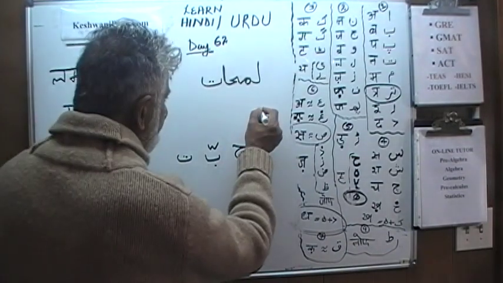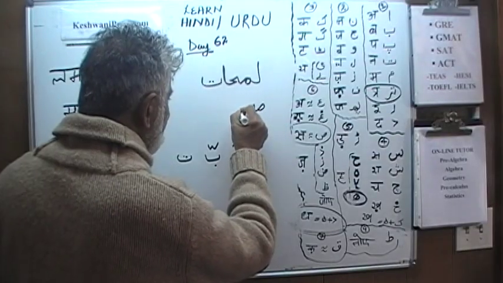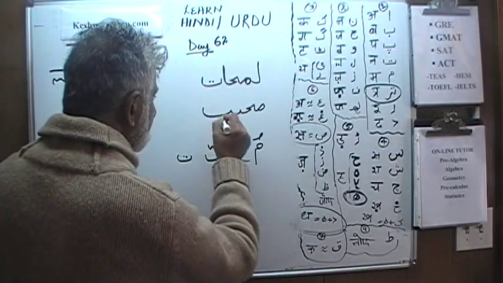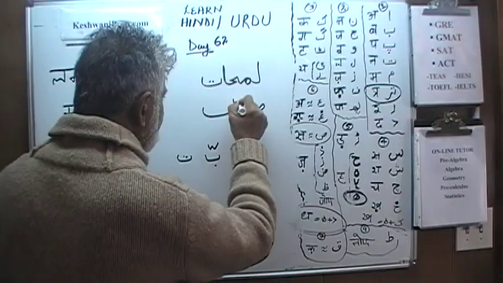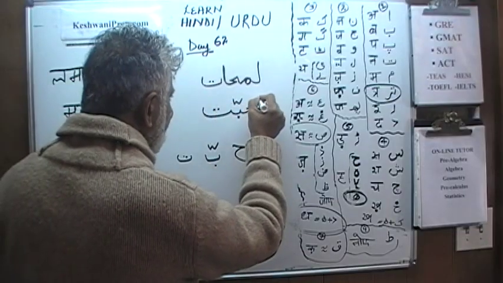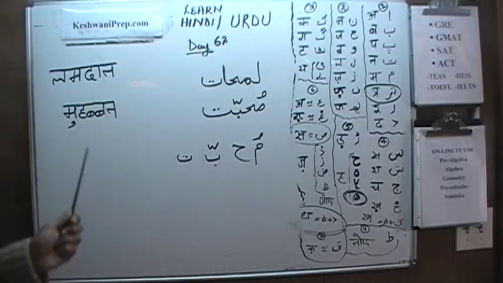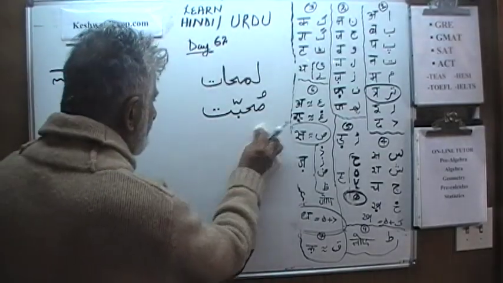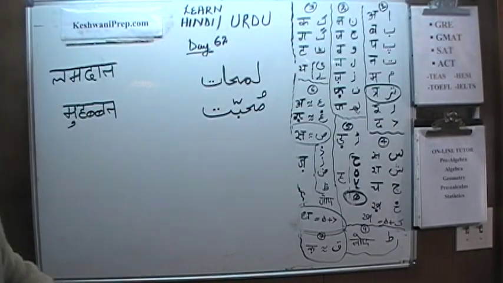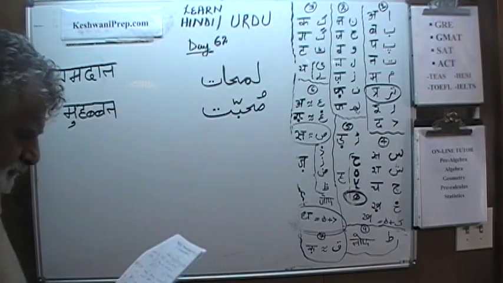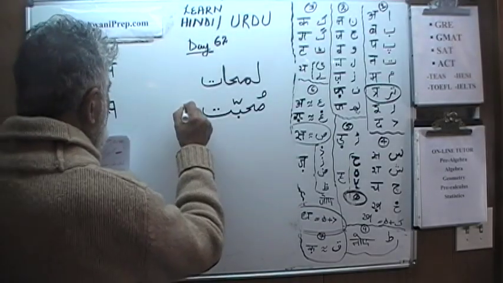Let's put them together. So meme is going to take this form to which we're going to join the ha. Here's your ba, then a ta. The ba is going to require tashdid and a ta. And don't forget the u ki matra for ma. Lamhat muhabbat, that's what it reads so far. Lamhat muhabbat ke.